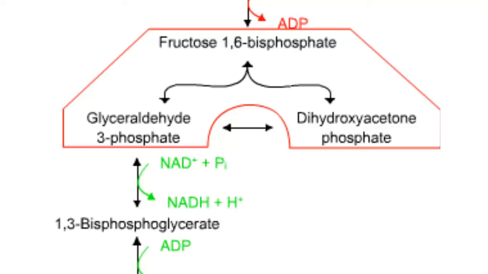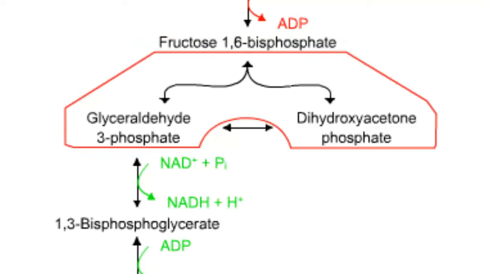Now the key point for this reaction is that this is a very important step that intersects with fructose metabolism, with the pentose phosphate pathway, and with lipid metabolism as well. So this is a very interesting branch point of glycolysis, and this is also the splitting step from a 6-carbon molecule to 2 three-carbon molecules.